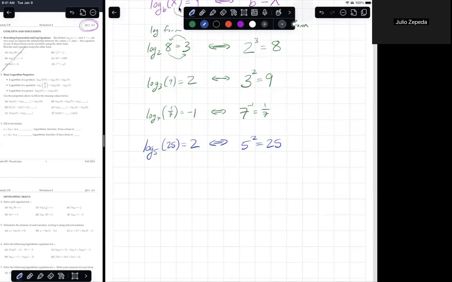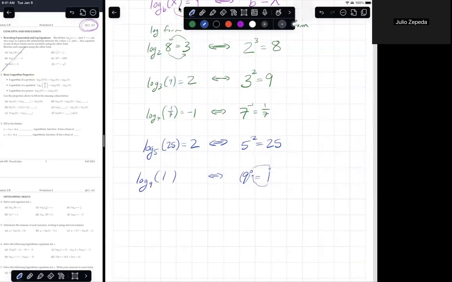How about another one? How about 9 to the 0 equals 1? The base of the exponential expression is 9, so that's going to be the base of the log. And then we do that little switching action.